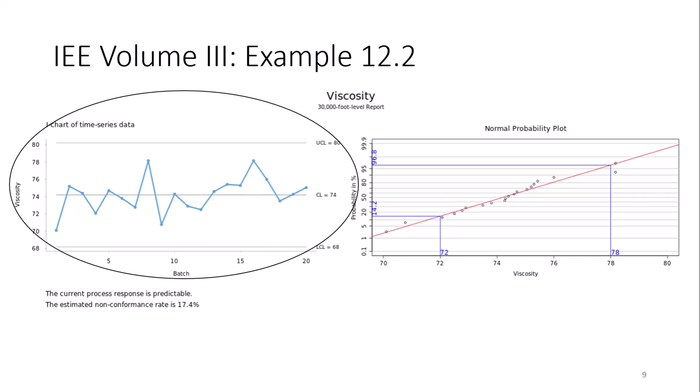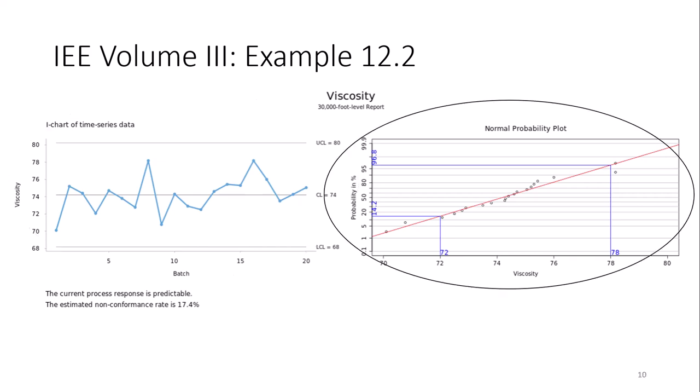The second component of a 30,000 foot level report is a normal probability plot of the raw data from the individuals chart. If the data follow a straight line, the normal distribution is considered a good model for the data and can be used to make a valid process capability statement. Since there was a specification of 72 and 78, the percentage values from these values are shown on the y-axis. The percentage above and below these y values are used to determine the nonconformance percentage rate beyond the product specification limits.